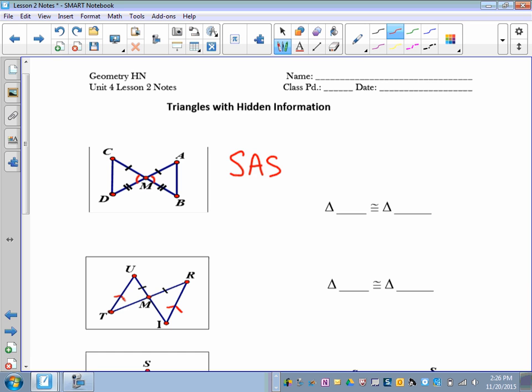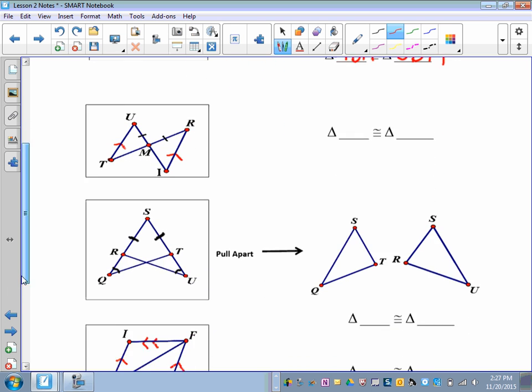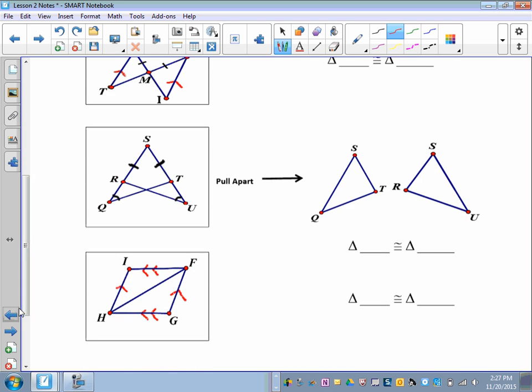Alright, so we have triangle ABF. Again, you could have started with a different letter. And what does this correspond with? C, D, F. Okay. Alright, we're going to move down to the third one. We're going to do the second one, but we're going to move down to the third one.